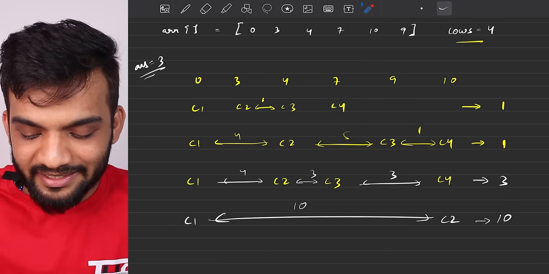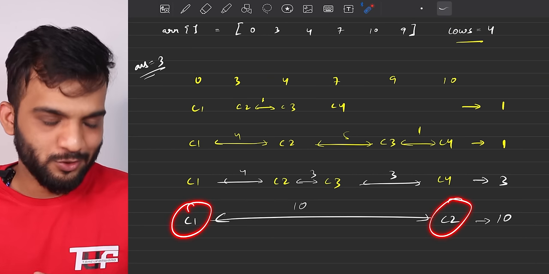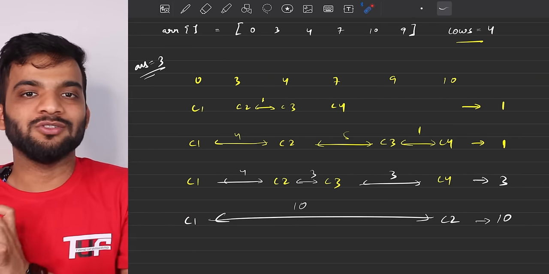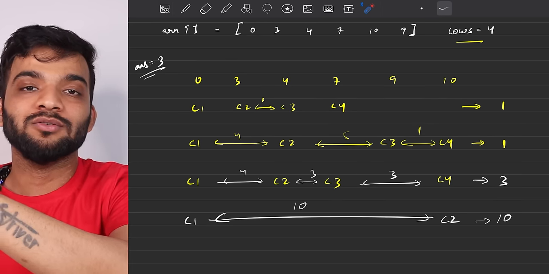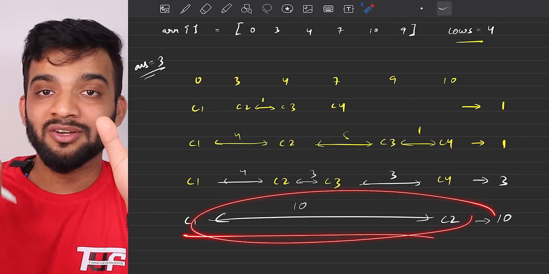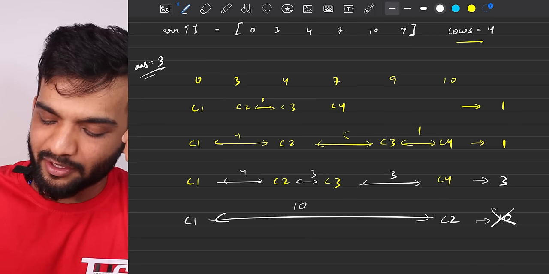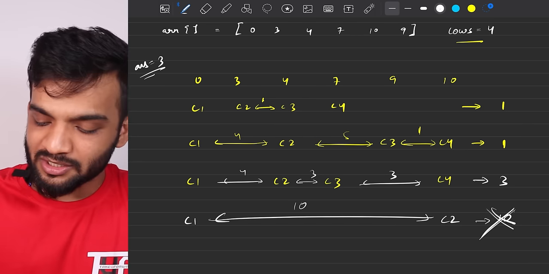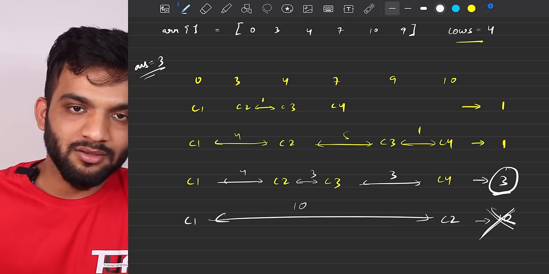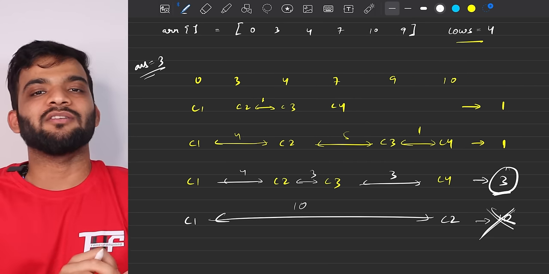But the question is clearly stating there are 4 cows. You cannot get away by putting just 2 cows. You have to put 4 cows, exactly 4 cows, not more, not less. In placing 4 cows, whatever minimum you get, that is what you consider. So this is not a valid configuration. So you can try out all the valid configurations, and the minimum distance that you see between any of the 2 cows, you have to maximize that value.